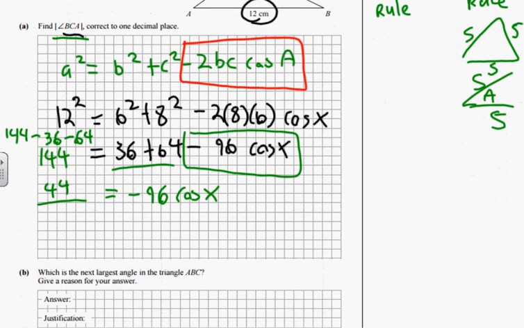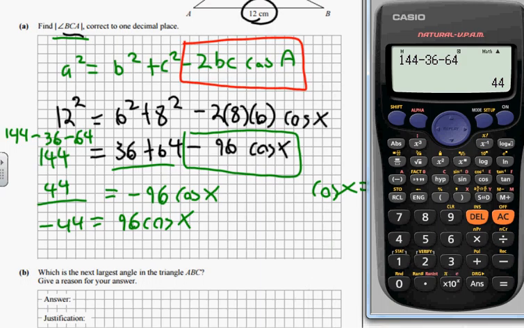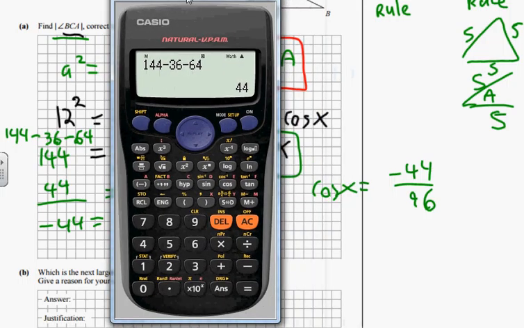Now, you can divide by 96, or you could multiply both sides first, and then divide by 96. Cos X equals minus 44 over 96. I'm going to show you a mistake. Okay guys, I'm going to cos inverse that, yeah? Somebody do that in the calculator and I'll do it in my calculator, and you tell me what happens to me.